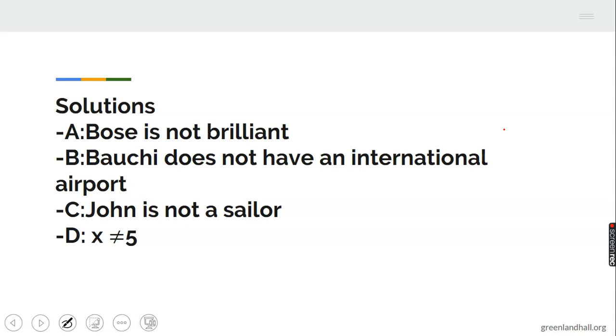Not A: Bosa is not brilliant. The negation of B, this is not B: Bauchi does not, see the word, does not have an international airport. C, not C: John is a sailor. D, not D: X is not equal to 5. Now move forward.